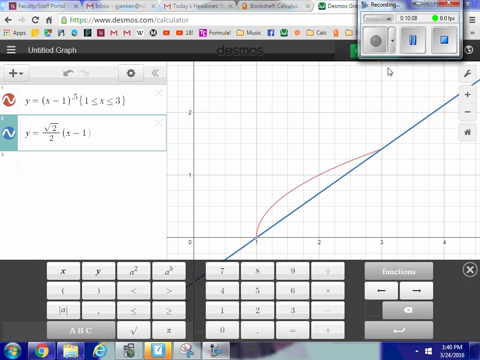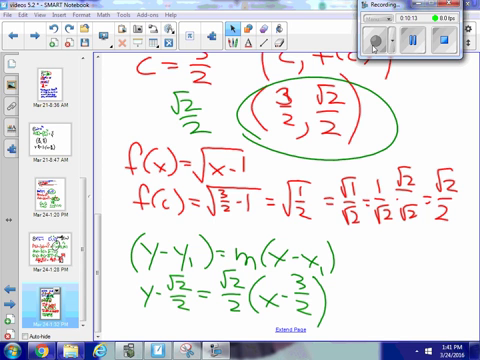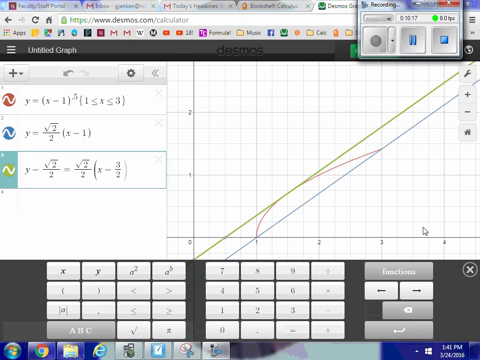So I just type that in, and you can see that's the secant line. Now let's check the equation of my tangent. There I just put in the equation of the tangent, and they look very parallel to me, so I'm satisfied with this answer.